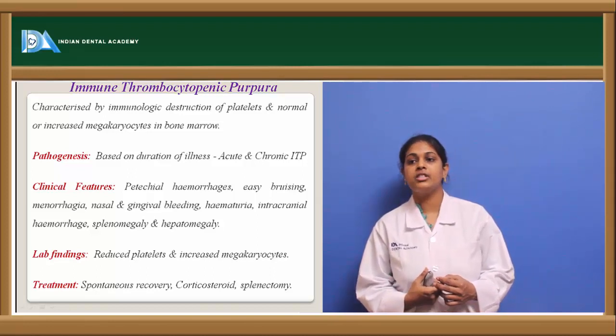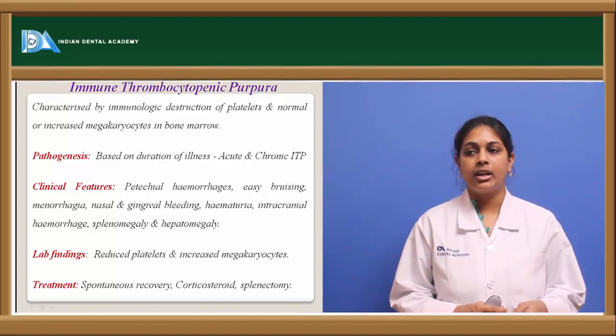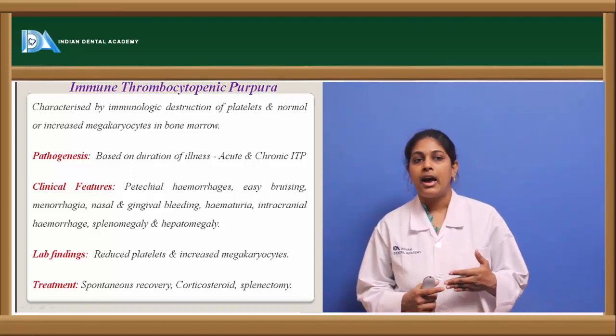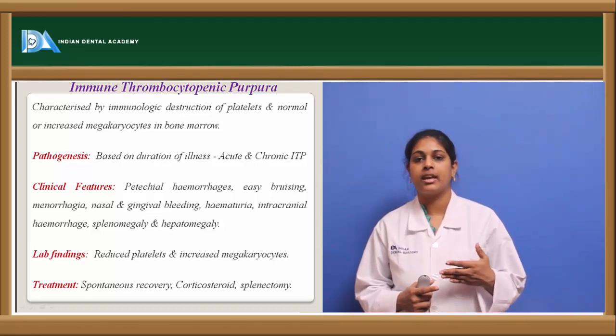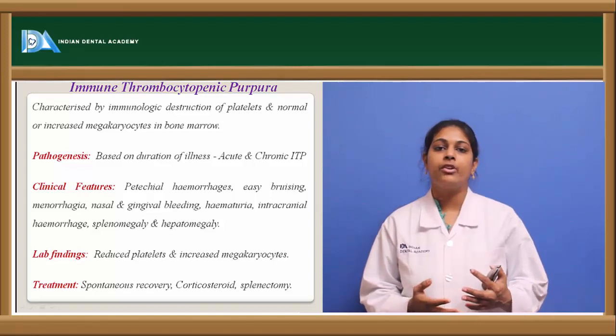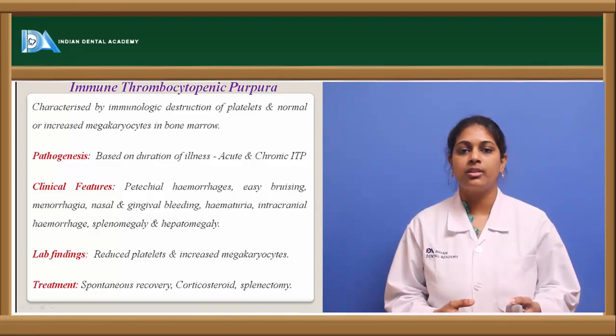The clinical manifestations usually involve splenomegaly, hepatomegaly, petechial hemorrhages, menorrhagia, nasal as well as gingival bleeding, and intracranial hemorrhage can be seen. Other than that, patients can also complain of bleeding from the gums, bleeding from the oral mucosal cavity and other areas within the cavity.